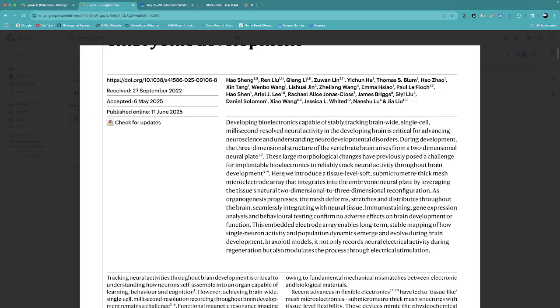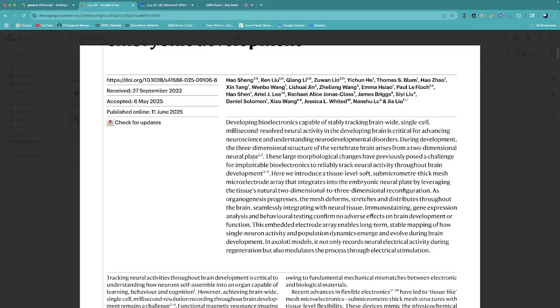So again, in development, you have these changes happening in the brain. So it's not just a matter of measuring extant neurons fixed in space, but you have these large-scale changes in the morphology.